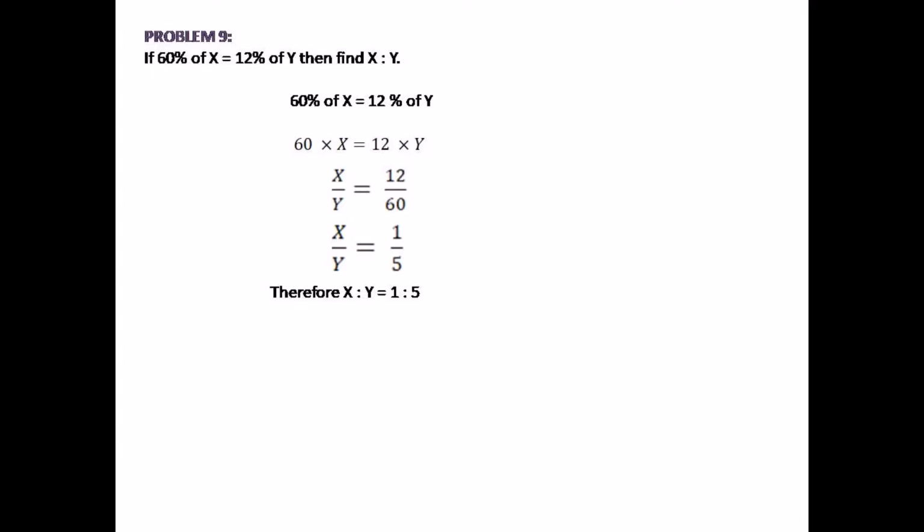If 60% of x equals 12% of y, then find x is to y. Given that 60% of x equals 12% of y, the percentages in LHS and RHS get cancelled. It can be written as 60 into x equals 12 into y. That is x by y equals 12 by 60, which is x by y equals 1 by 5. Therefore x is to y equals 1 is to 5.